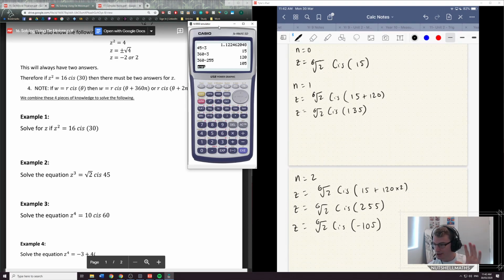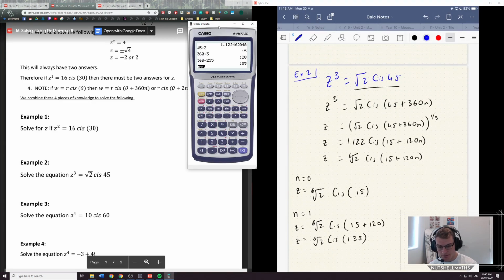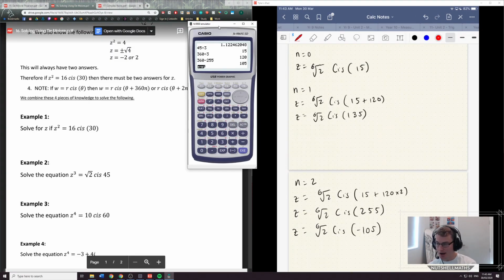So are we happy with how I've got these three solutions so far? Hannah's happy. Are we happy with this? We know that we're going to have three solutions because of this. Oh, I raised the diagram already. Sorry, boss. But I'll get there. We know we're going to have three solutions, and n equals 0, n equals 1, n equals 2 produce our three solutions.